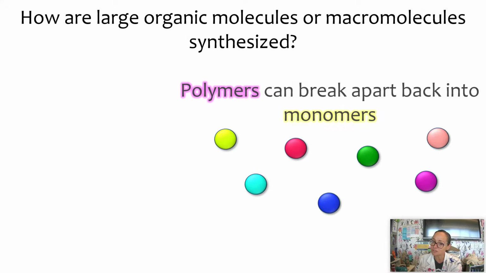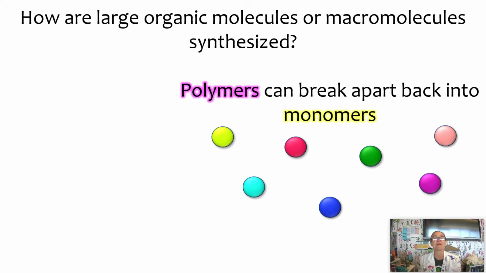We can also take a polymer and break it apart into individual monomers. For example, starch is a polymer of carbohydrates. When I have French fries, I'm eating a long chain of carbohydrates, and in my mouth I have enzymes that are going to break that large carbohydrate into individual glucose monomers, so that way I have energy for my cells.